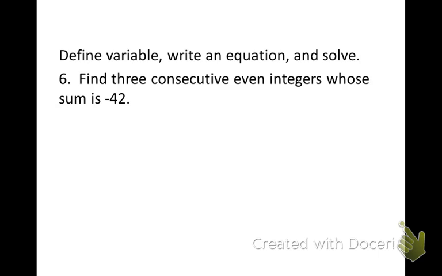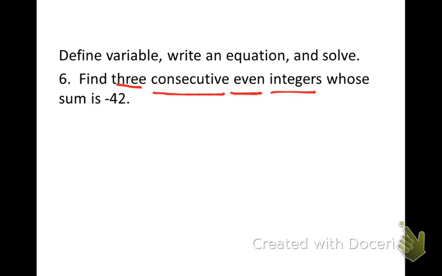Now we're going to do some word problems. This is very important. Remember when I told you before about defining your variable, this is going to be important because we have to be a little more specific. So we have to define it, write an equation, and solve. And some of you might be able to figure out the answer without doing this, but we want to do this. We're looking for 3 consecutive even integers whose sum is negative 42. Consecutive means one right after the other. They have to be even, and we want to find 3 of them, and they are integers.